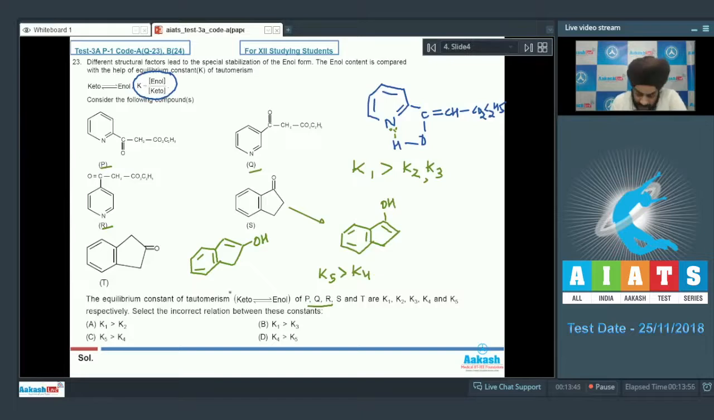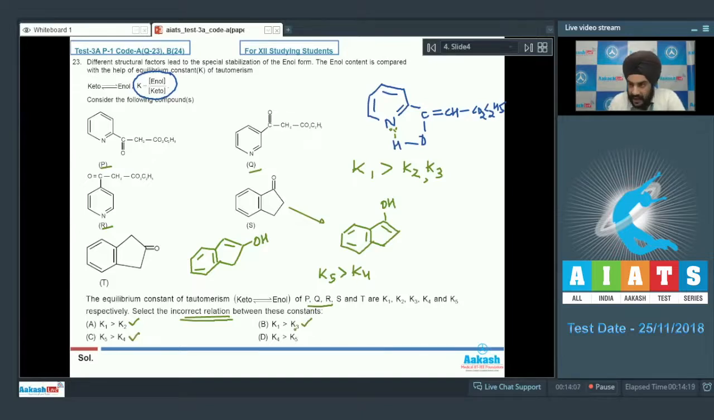So if you look at the options, we have to select the incorrect relation between these equilibrium constants. K1 is greater than K2, the statement is correct. K1 is greater than K3, it's correct. K5 is greater than K4, this statement is also correct, students.